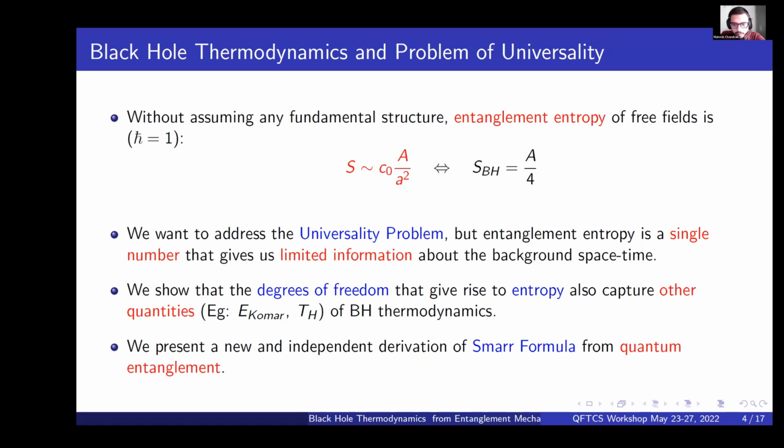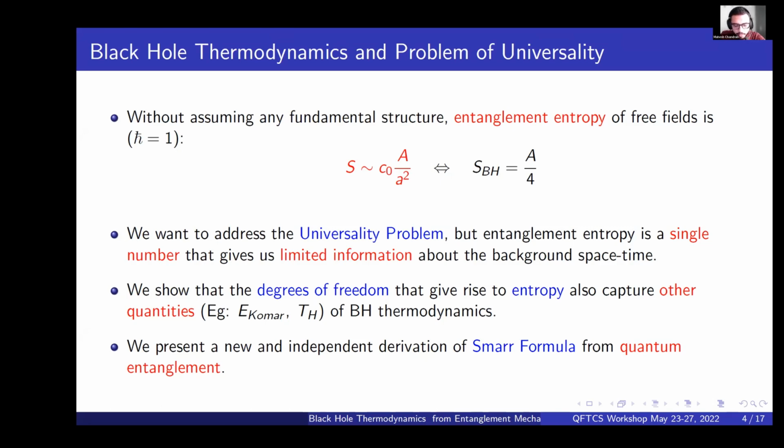But then again, you see that entanglement entropy is just merely a number, and it cannot essentially tell us much about the background spacetime, because this area law behavior that you see over here is a very generic result. You observe it in flat spacetimes, you observe it in black hole spacetime, so there is a limit to how much entropy can tell you about the background spacetime. I'm referring to entanglement entropy specifically. So what we'll be looking at instead is the degrees of freedom that give rise to this entanglement entropy. We'll see whether it can also capture other quantities related to black hole thermodynamics, basically Coulomb energy, Hawking temperature, and so on and so forth.